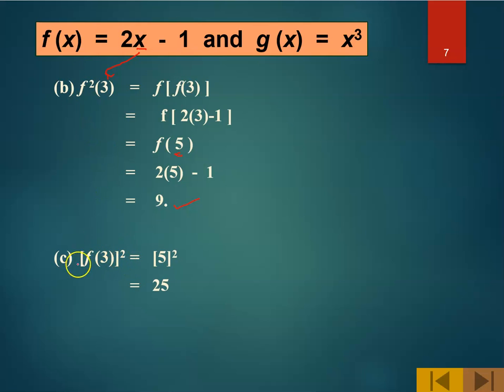But this one is different. The square is for the whole function. So you just need to substitute f of 3. f of 3 meaning that you have f(x) equals 2x minus 1, right? So this x, you're going to substitute with 3. So you got 2 times 3, 6 minus 1, you get 5. So you have 5 over here. Then don't forget to take the square. 5 squared, then you get 25. That's it.